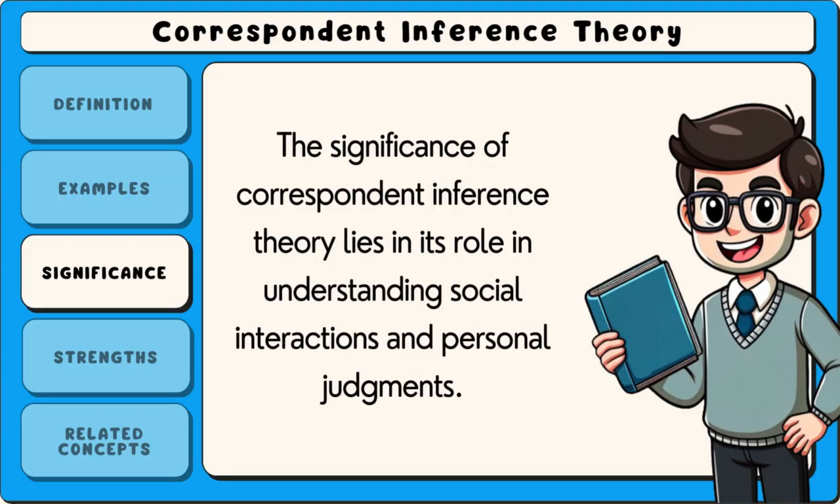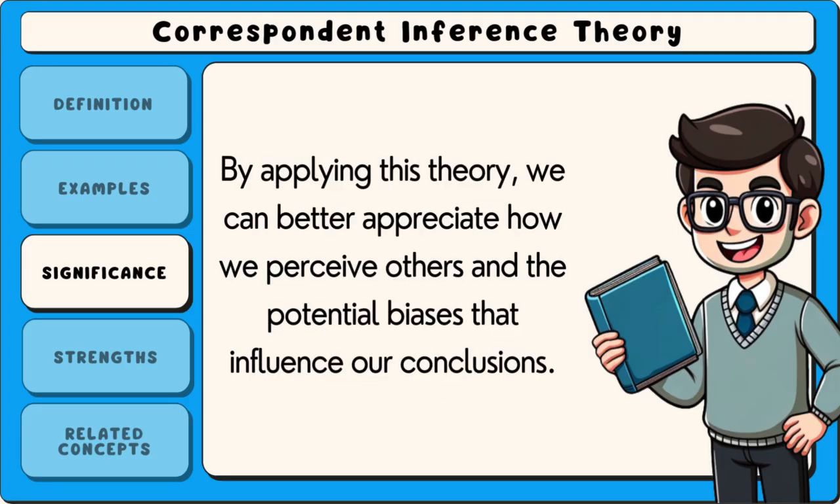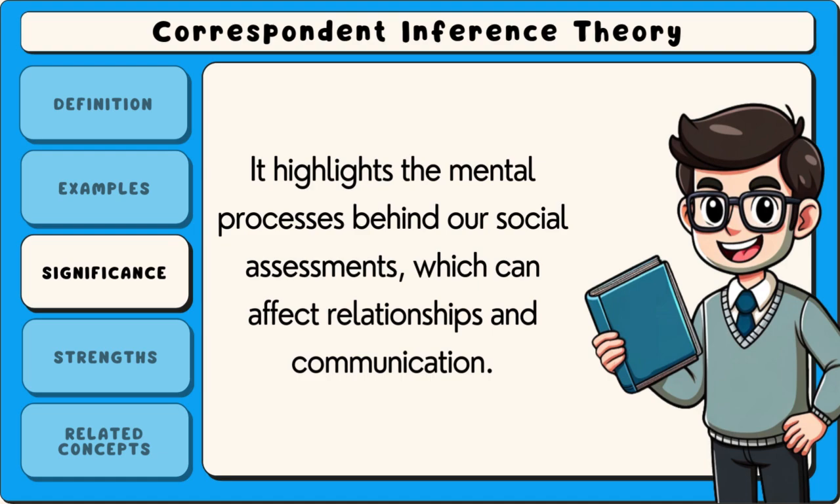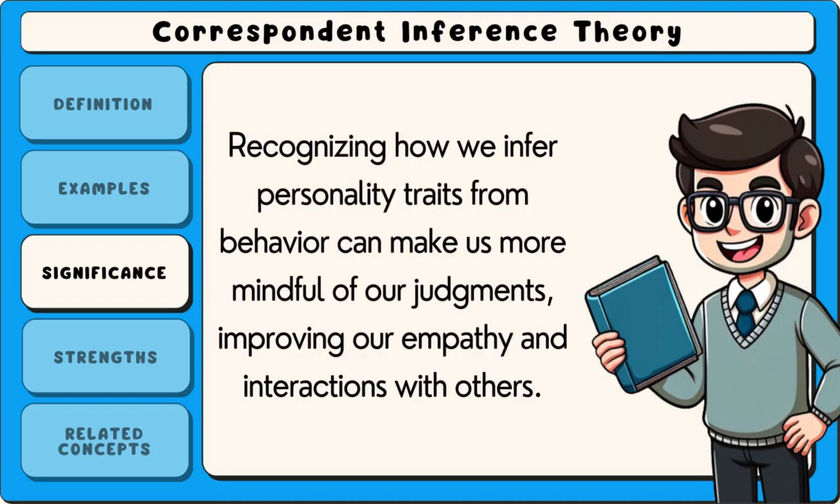The significance of correspondent inference theory lies in its role in understanding social interactions and personal judgments. By applying this theory, we can better appreciate how we perceive others and the potential biases that influence our conclusions. It highlights the mental processes behind our social assessments, which can affect relationships and communication. Recognizing how we infer personality traits from behaviour can make us more mindful of our judgments, improving our empathy and interactions with others.